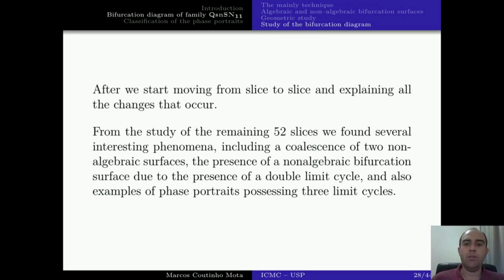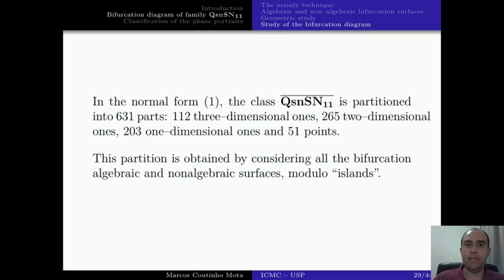From the study of the remaining 52 slices, we found several interesting phenomena, including a coalescence of two non-algebraic surfaces, the presence of a non-algebraic bifurcation surface due to a bifurcation of a double limit cycle, and also examples of phase portraits possessing 3 limit cycles. In total, after we finish the study of the complete bifurcation diagram, we conclude that it has 631 parts, divided in this way. This partition is obtained by considering all the bifurcation algebraic and non-algebraic surfaces, modulo islands. By modulo islands, I mean that we hope that we did not lose anything in our study.